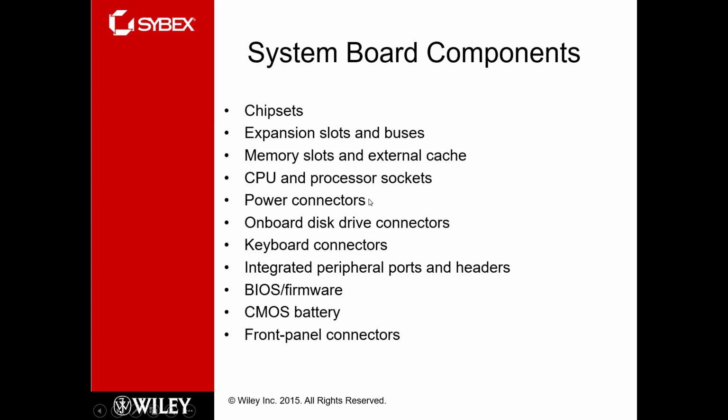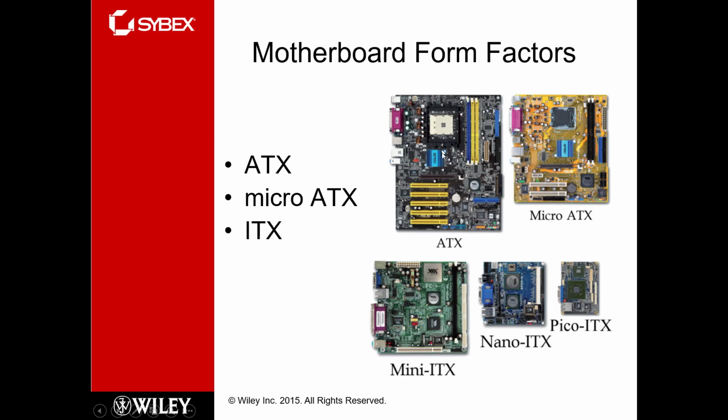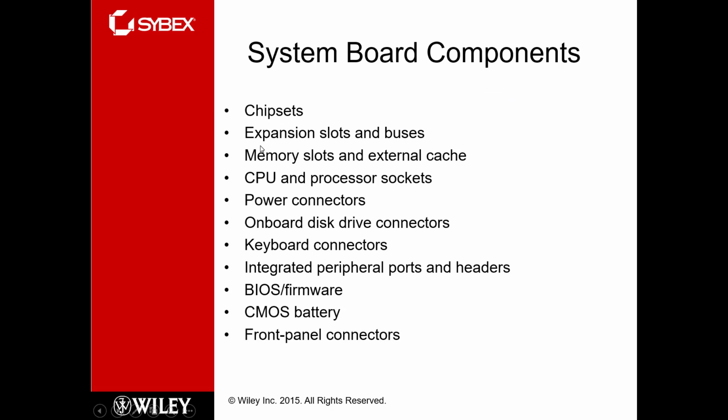If we go a little further ahead, system board components are chipsets, expansion slots, and buses. When we say expansion slots, these are the expansion slots. Maybe you already have a connection here, a VGA connection, which is video graphics adapter, but you can also put a display adapter here. If you want some extra work, maybe we talked about that yesterday as well, if you want to play a game or do Bitcoin mining and you need some really good power, you can do that here too. So we have expansion slots and buses, then memory slots and external cache.